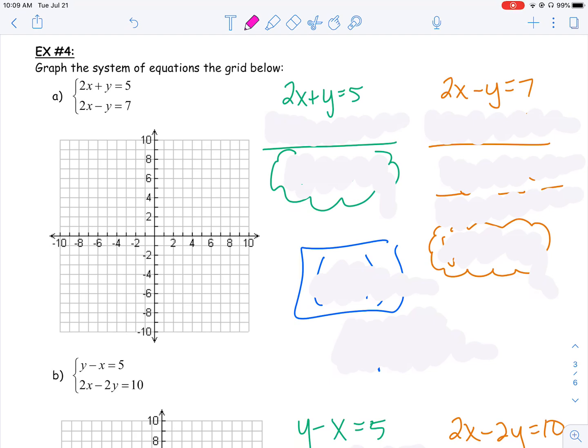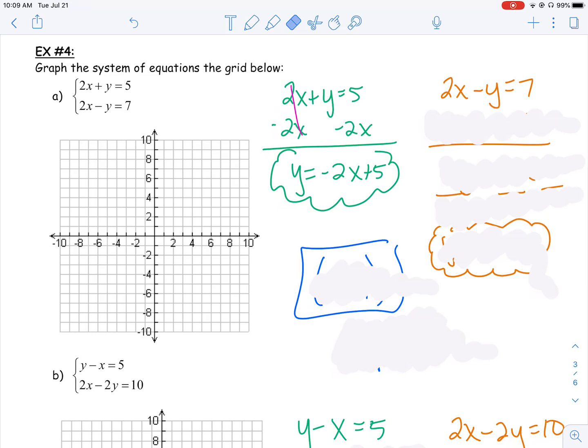So on my first equation, 2x plus y equals 5, if I want to get it to look like slope-intercept form, I have to get the y by itself. I want to get it to say y equals. So I'm going to go ahead and subtract the 2x from both sides. When I do that, I end up getting the linear equation, y equals negative 2x plus 5.